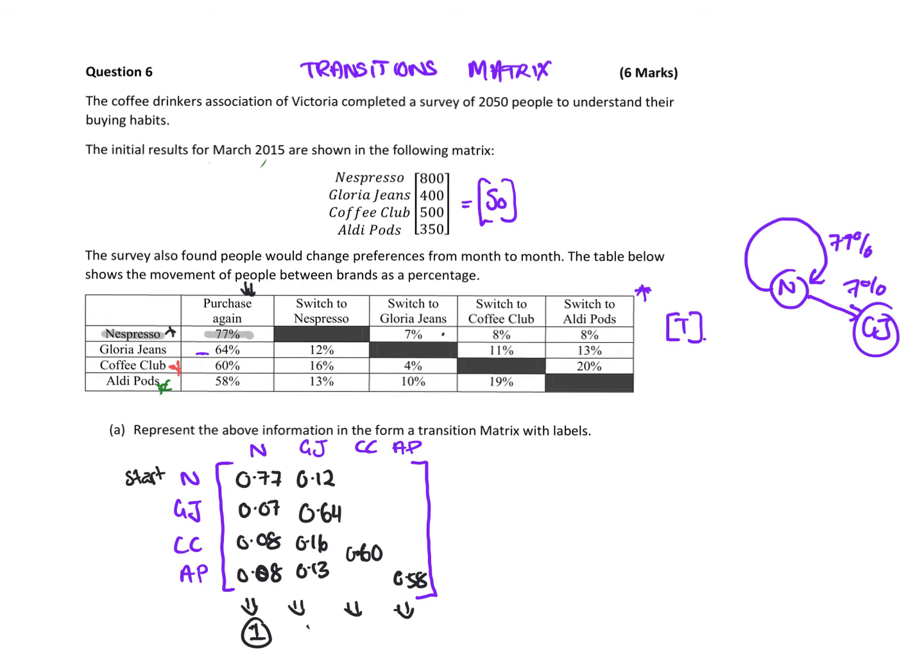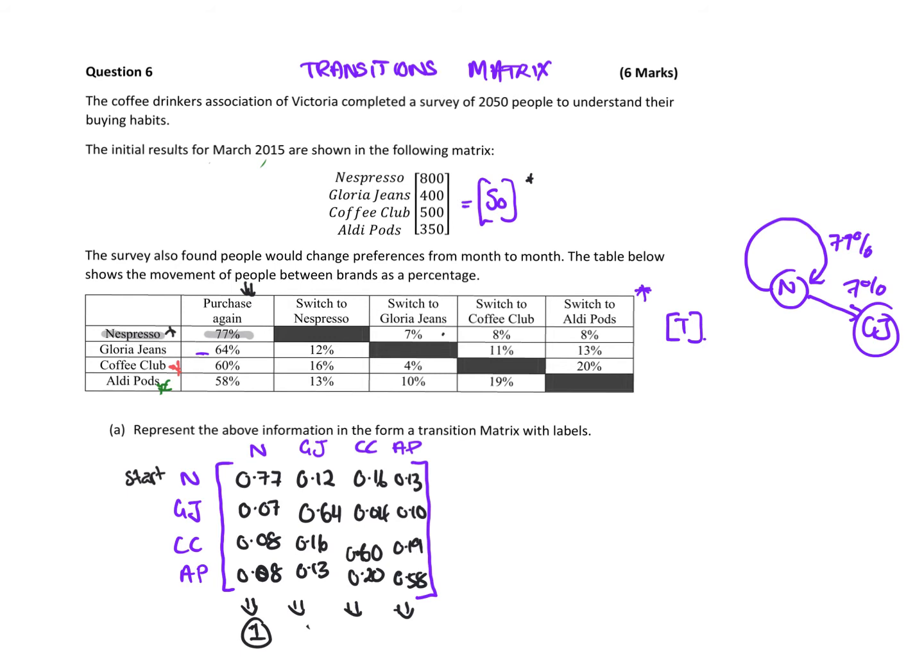And then we've got Nespresso to Coffee Club was 8%. Oh no, which one am I doing? Sorry. Coffee Club to Nespresso is 16%. And then 4%. Then 20%. And then the last ones are 0.13, 0.10, and 0.19. So there's your transition matrix, which we've set up.